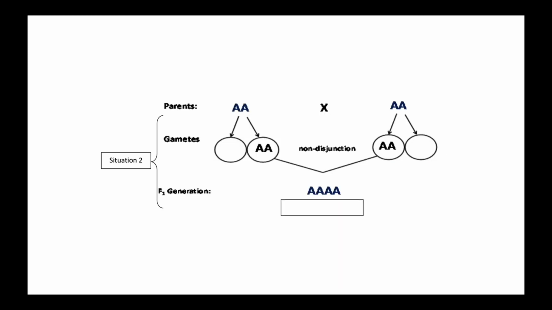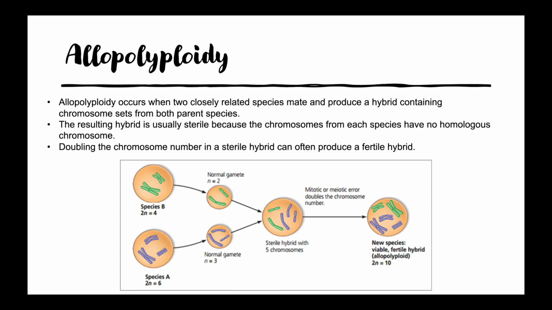Let's take a look at situation 2. The F1 generation results from the fertilization of 2 unreduced gametes. The F1 generation will be a fertile tetraploid. Now let's have a look at allopolyploidy.